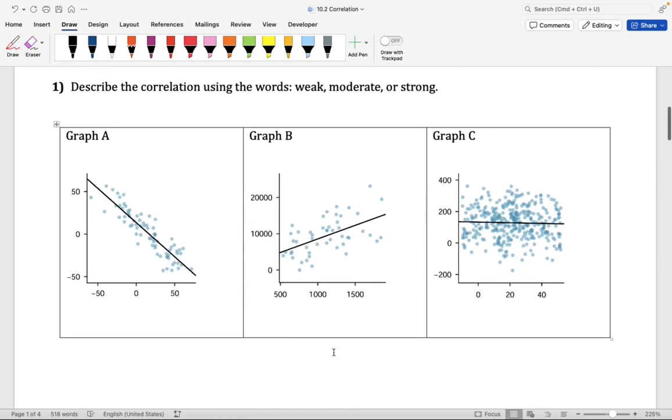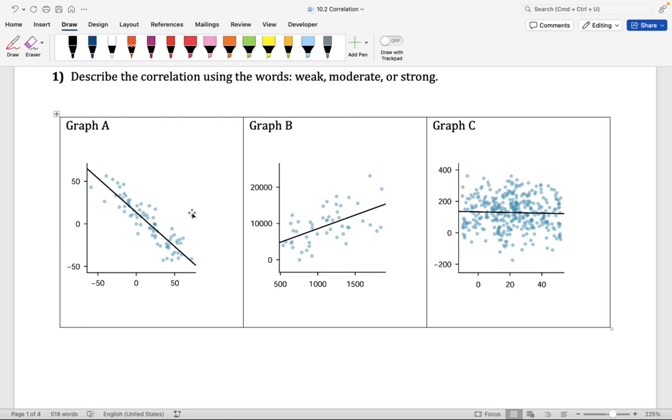Now let's look at an exercise where you're being asked to describe the correlation using the words weak, moderate, or strong. Here we have three different scatter plots, three different graphs. Each graph has a linear function, which is the regression line that best fits the scatter plot. Now let's look at the first graph, graph A. Notice we see that most of the points are clustered around the linear function. They're pretty close to our linear function.